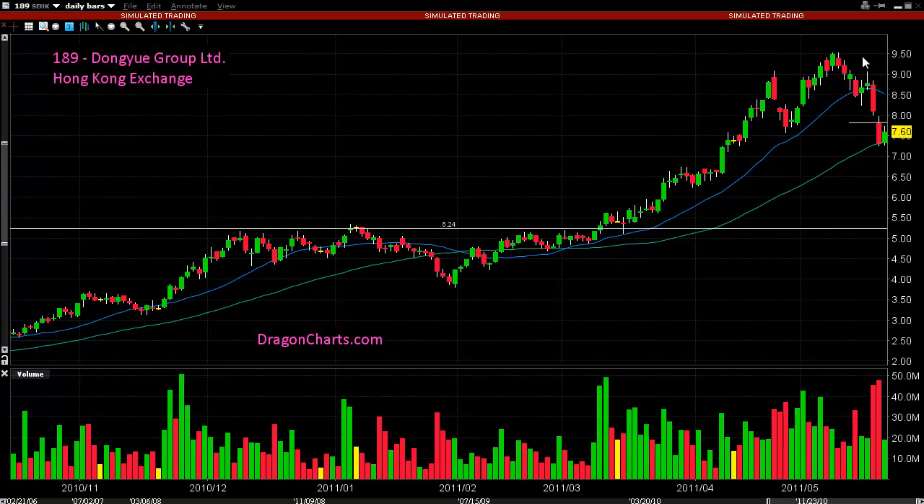Very rarely will a strongly trending stock pull back to the 50-day moving average and continue lower. Instead, that 50-day moving average typically provides a low-risk buying opportunity.